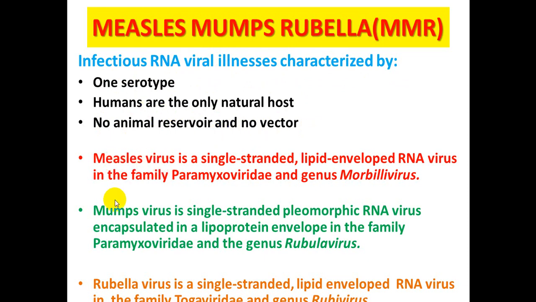Measles virus, mumps virus, and rubella virus, all of these three viruses are single-stranded RNA viruses. They are lipid enveloped in both measles and rubella, and lipoprotein enveloped in mumps. The measles virus and the mumps virus belong to the family Paramyxoviridae, while the rubella virus belongs to the family Togaviridae. These are from the virological point of view.